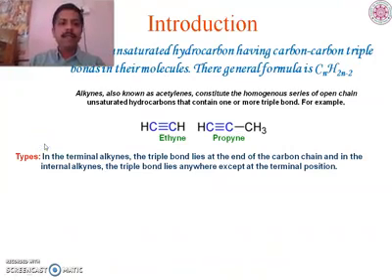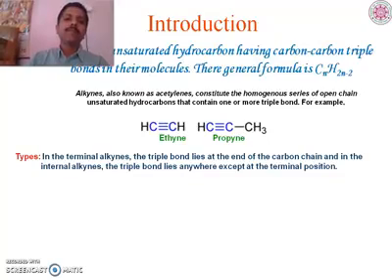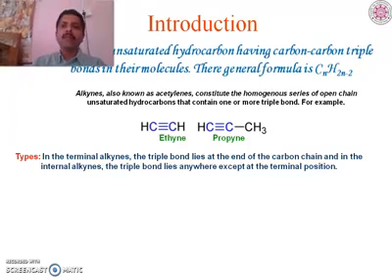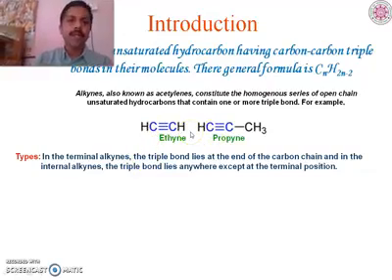What are alkynes? We all know alkynes are some unsaturated hydrocarbons. In the earlier classes, we have learned what are saturated and unsaturated hydrocarbons. Alkynes fall into the unsaturated part. So it contains one triple bond. The general formula is CnH2n-2. For example, ethyne, propyne, these are the examples of simple alkynes.